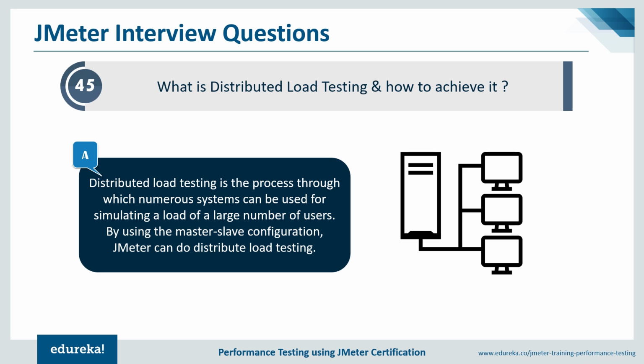In this case, the system running the JMeter GUI controls each slave, and the web server under test gets a request from these slaves, whereas the system running the JMeter server receives a command from the master. And this is how the master-slave configuration works and helps JMeter in performing distributed load testing.